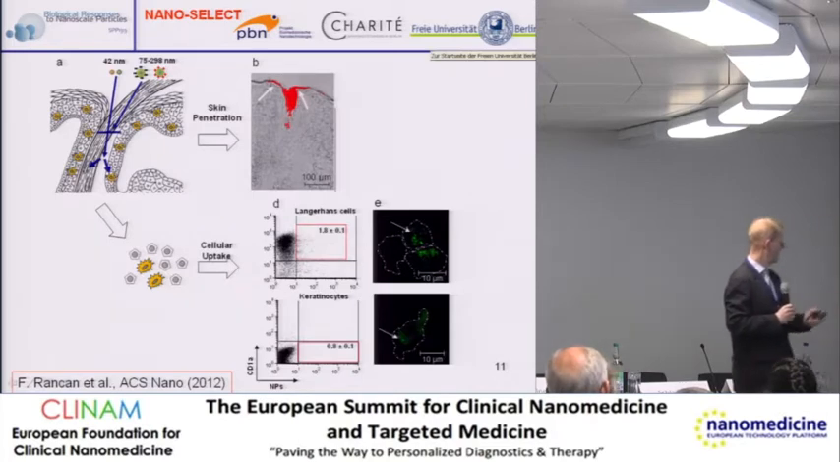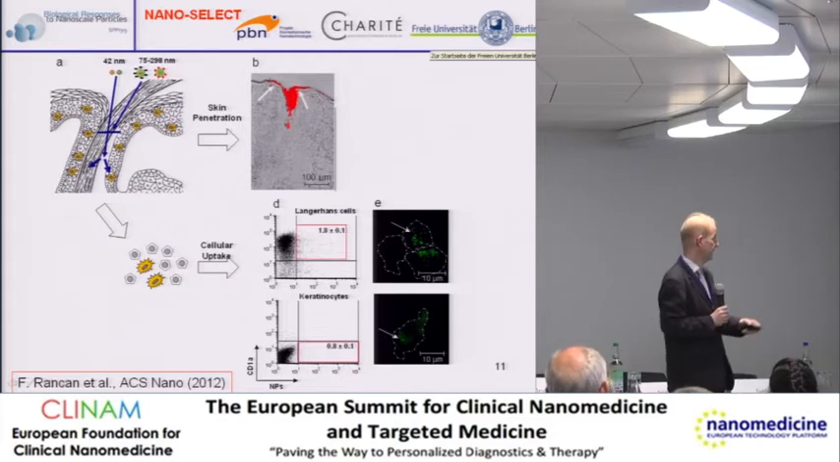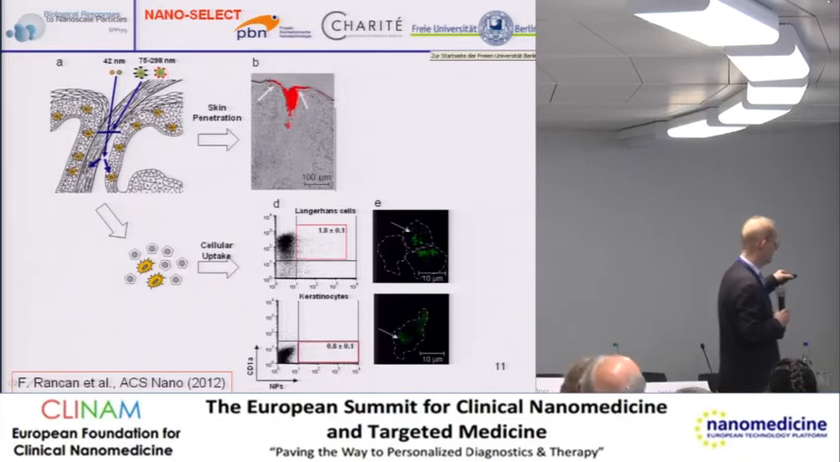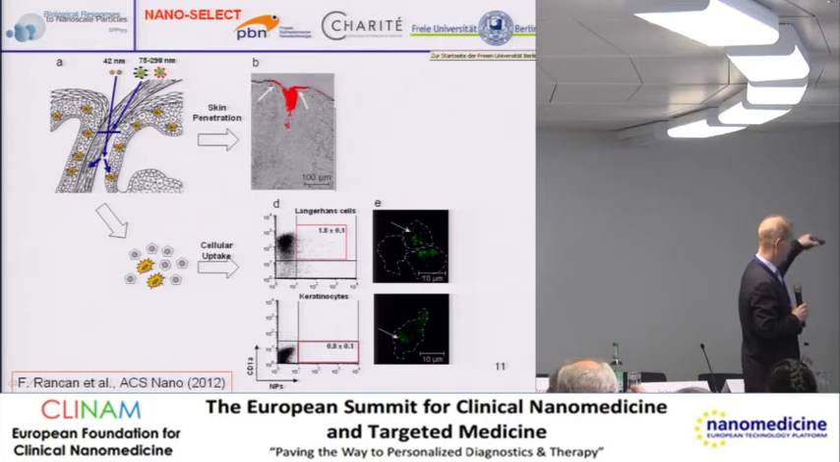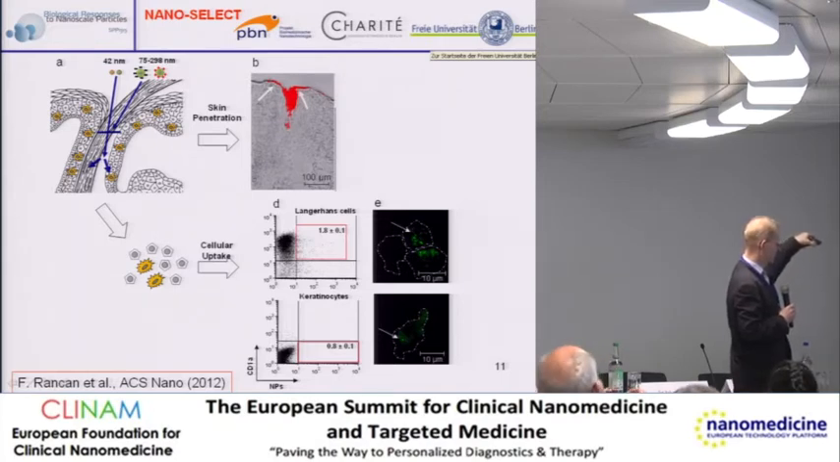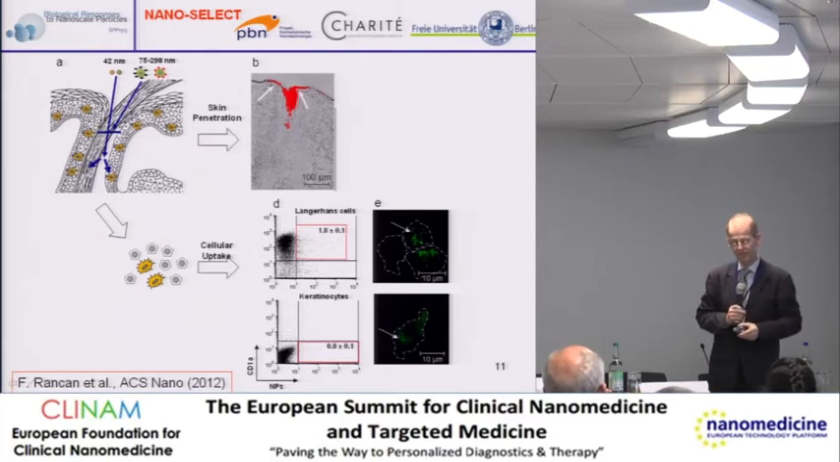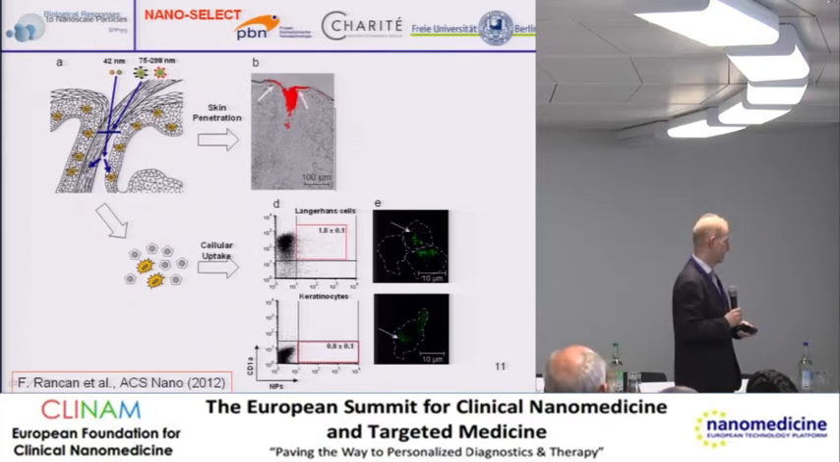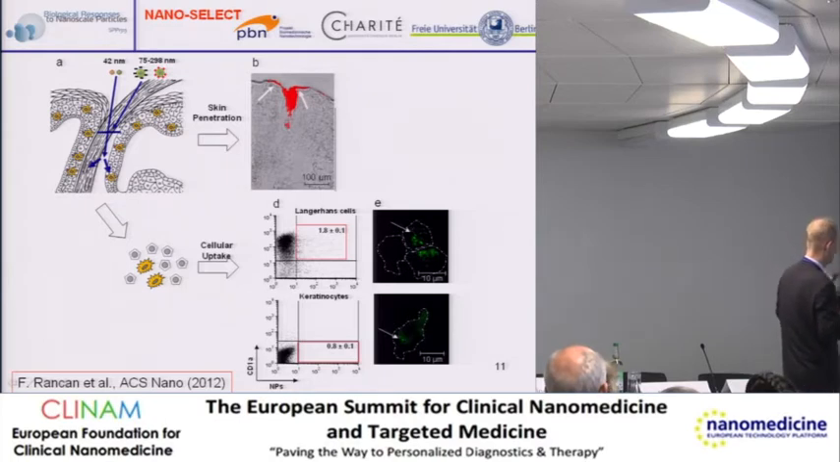The optical microscopy or fluorescence microscopy clearly shows that there is uptake into the hair follicles. You see here these stained areas. These are stained nanoparticles. And also the different skin cells, the Langerhans cells and the keratinocytes, they have different uptake behavior. So there is stronger uptake by the Langerhans cells, as you can see here.